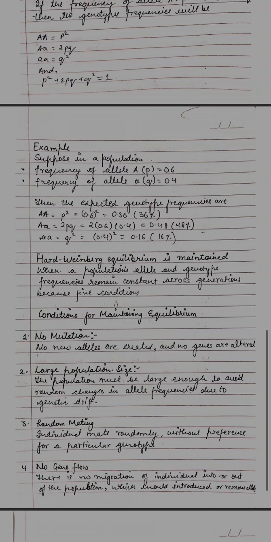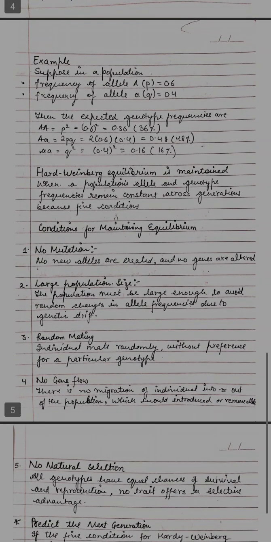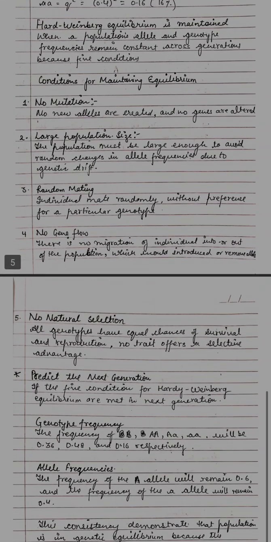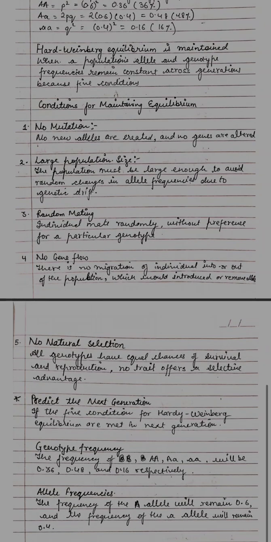Example: using P equals 0.6 and Q equals 0.4. P square equals 0.6 square, that is 0.36. 2PQ equals 2 into 0.6 into 0.4, that is 0.48, and Q square equals 0.4 square, that is 0.16. Total equals 0.36 plus 0.48 plus 0.16, that is 1. This population is in Hardy-Weinberg equilibrium.